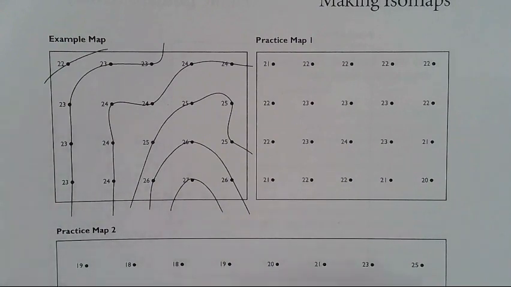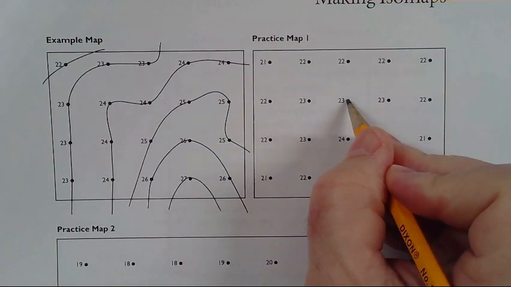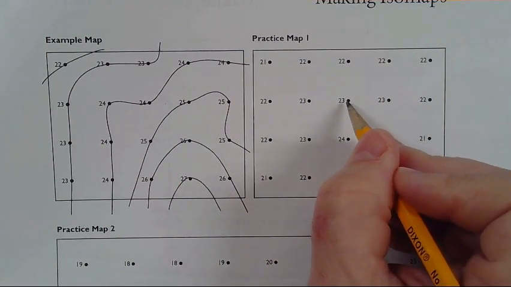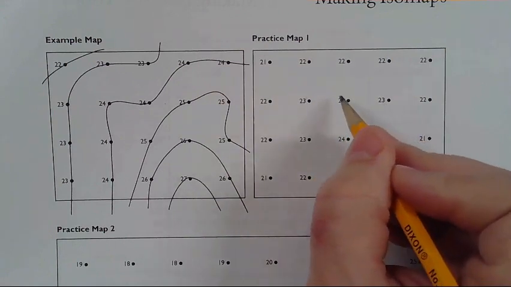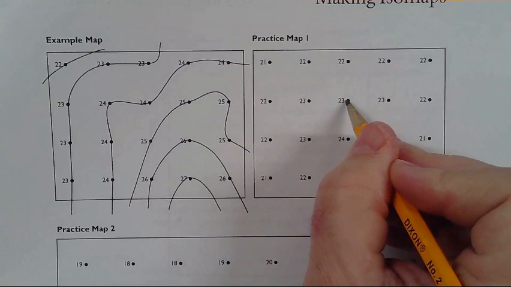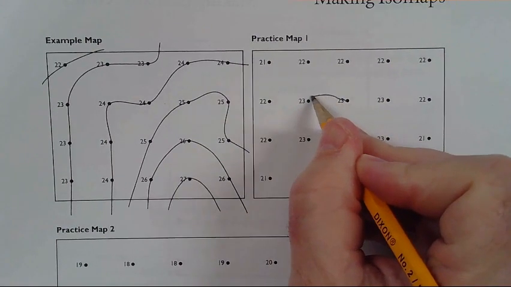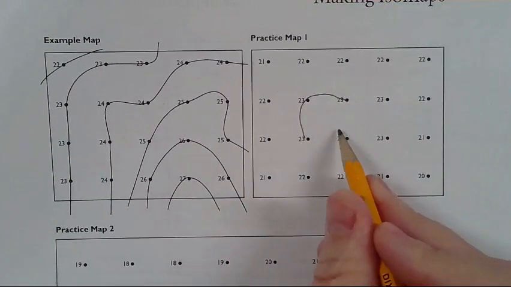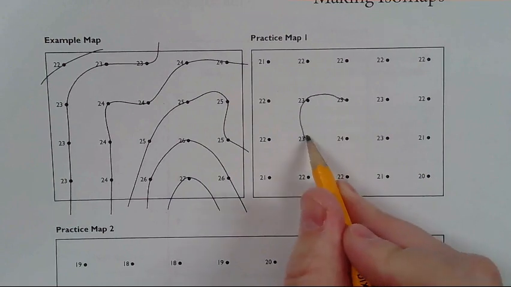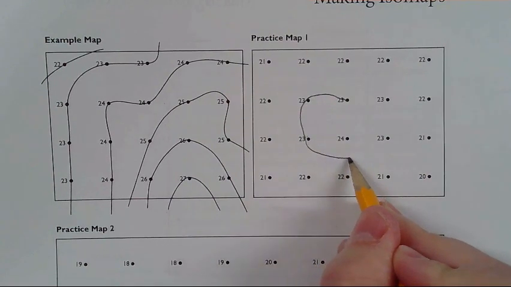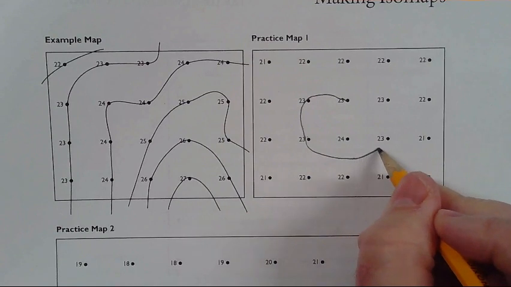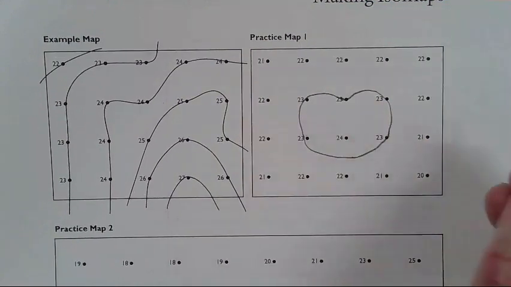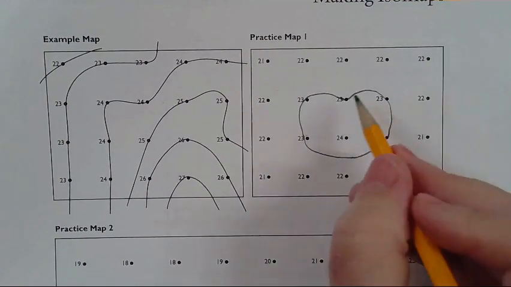So the thought process is this. If I start here with a 23, I need to connect all areas with the 23 and make sure that my line stays between any 22s and 24s. So if I start here, maybe I want to curve it this way, and I don't know what direction this is going to curve. I'll make a little curve in it, come down here. I'm seeing 22 and 24 here, 22 and 24, so I have to make sure that my 23 line goes between them. My 23 line is going to connect here, come up here, and if I take a look, it looks like I did a pretty good job.